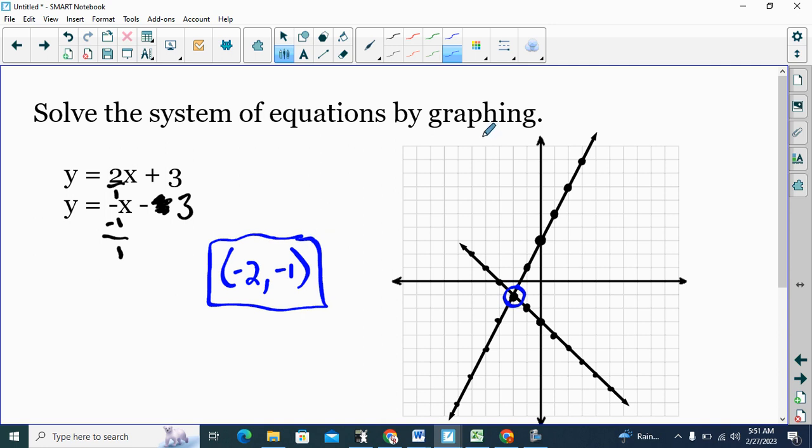It is possible that when we graph the two lines, we wind up with parallel lines where the lines don't cross. In that case, we write that we have no solution. It's also possible that the two lines line up right on top of each other. In that case, we have infinitely many solutions.